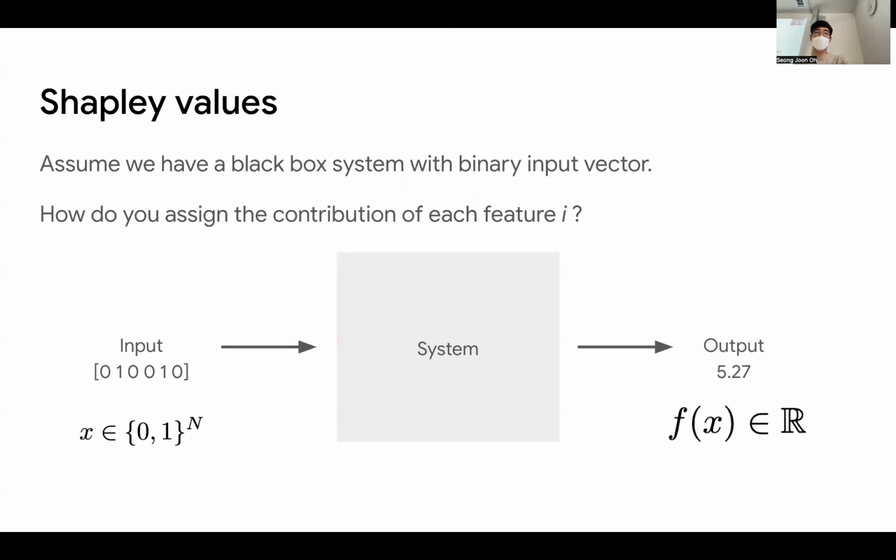Yeah. And then let's go to the Shapley values. But maybe let's take a short break for 5 minutes and then come back.